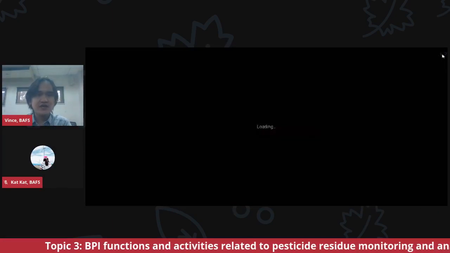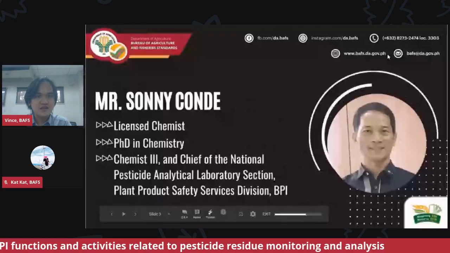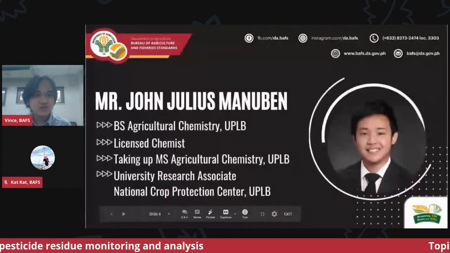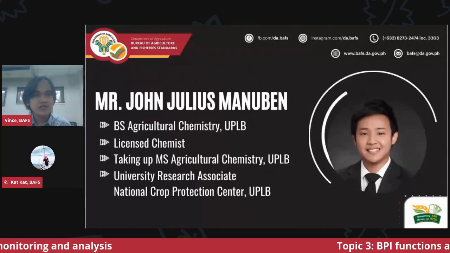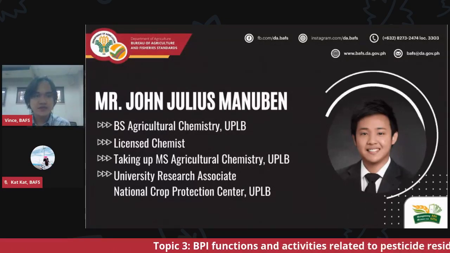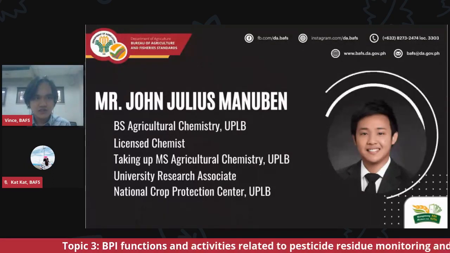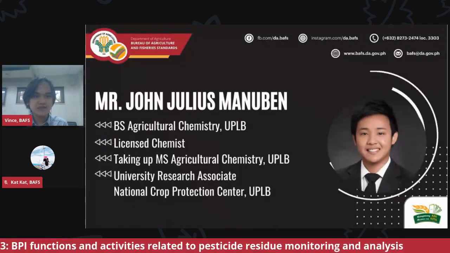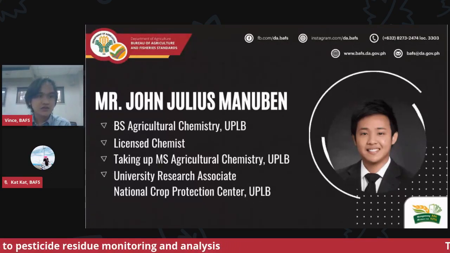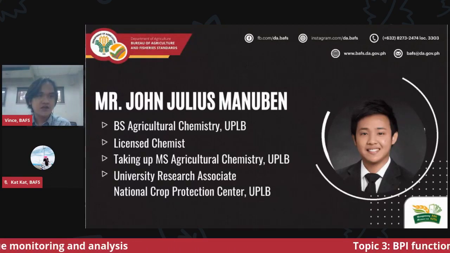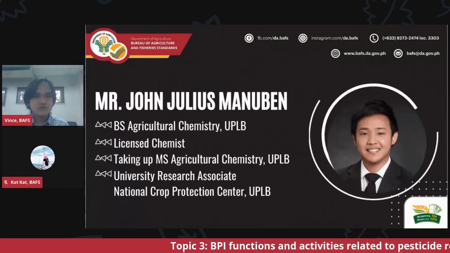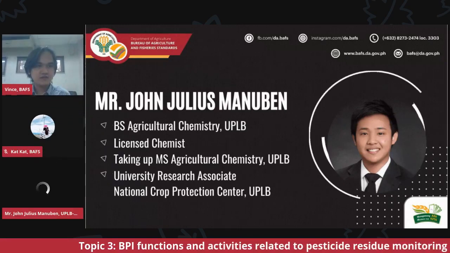So our next speaker is a BS Agricultural Chemistry graduate from UPLB. He is a licensed chemist and he is currently taking up MS Agricultural Chemistry also in UPLB. And currently he is a University Research Associate also under the National Crop Protection Center of UPLB. So let us all welcome Sir John Julius Manuben.